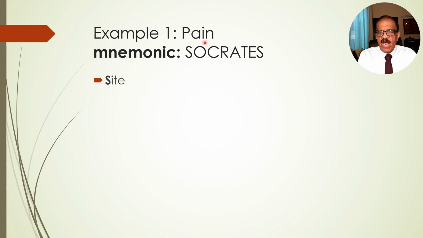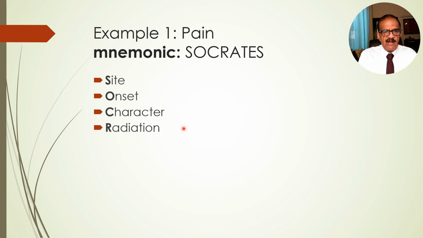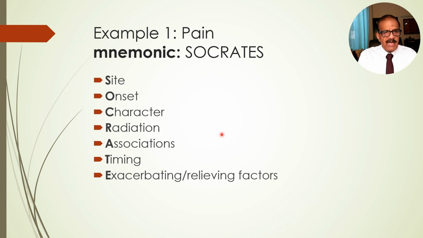example. If you have somebody with pain, you would like to know the site and the onset and the character of pain, because the pain at the same site, with different character, could mean different things. Then radiation, if the pain is restricted to one particular area or it goes anywhere else also. Then associated features, like chest pain with shortness of breath would mean a different thing. Chest pain with difficulty in swallowing would be altogether different. Then timing of the pain, and then exacerbating or relieving factors.